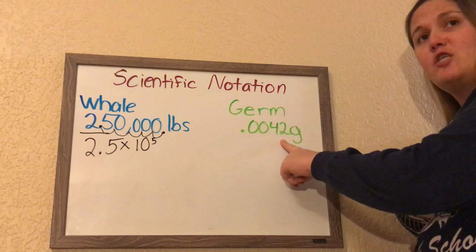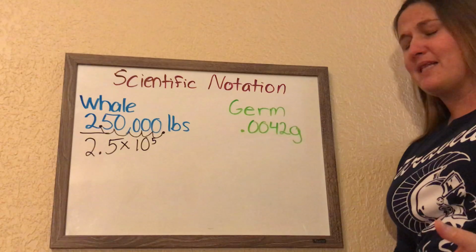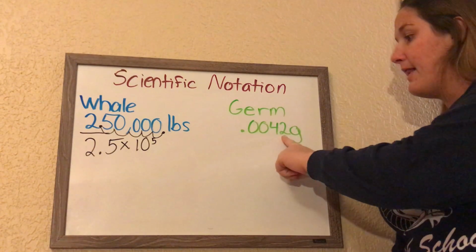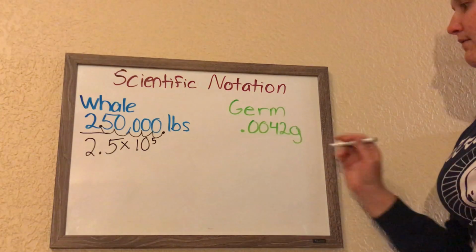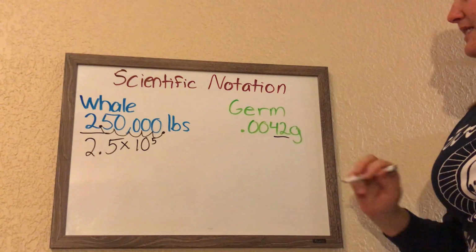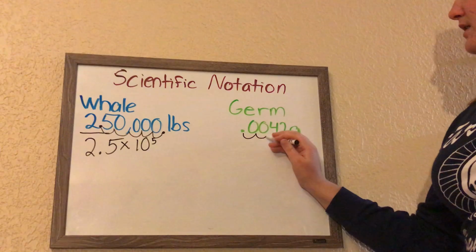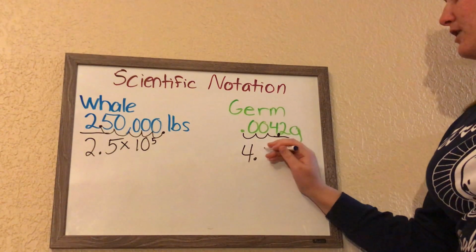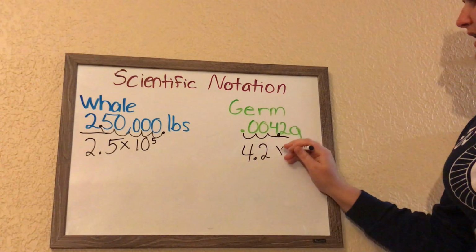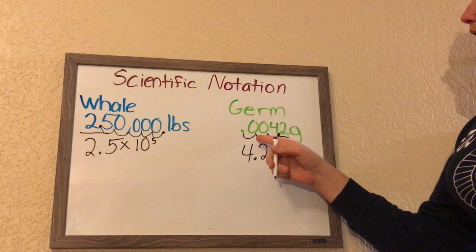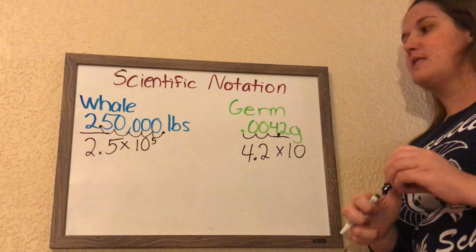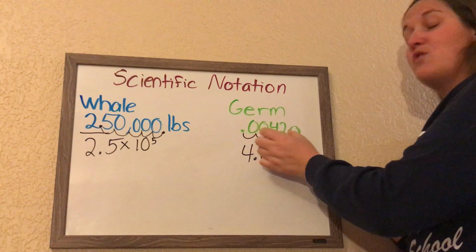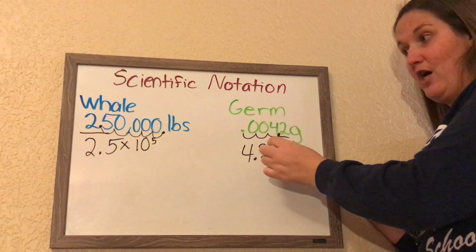Now, in the case of a germ or some sort of cell, something like that, that's too small for us to see, in order for me to make it a number between 1 and 10, I would move the decimal 3 places this way, so I would make it look like 4.2, and then times 10. But when I moved it 3 decimal places this way, I'm making it to the negative 3rd power because this is a really tiny number that we're talking about.